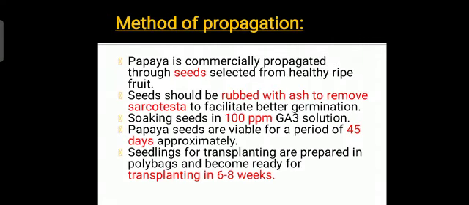Method of propagation. Papaya is commercially propagated through seeds selected from healthy ripe fruit. The seeds should be rubbed with ash to remove sarcotesta to facilitate better germination. Soaking seeds in 100 ppm GA3 solution also facilitates the germination process. Papaya seeds are viable for a period of 45 days approximately, and the seedlings for transplanting are prepared in poly bags which become ready for transplanting in 6 to 8 weeks.